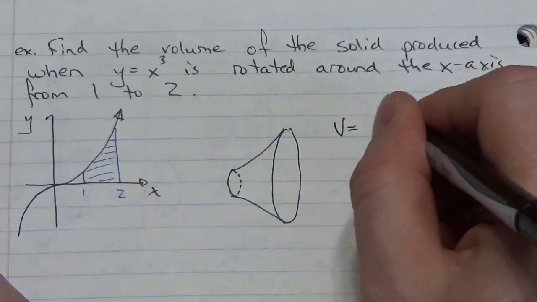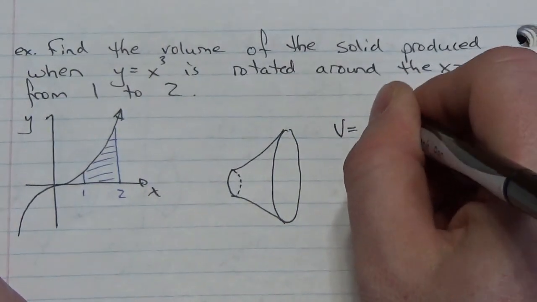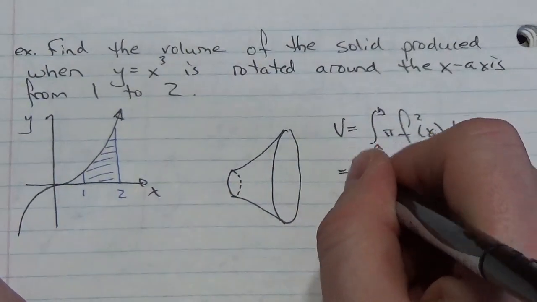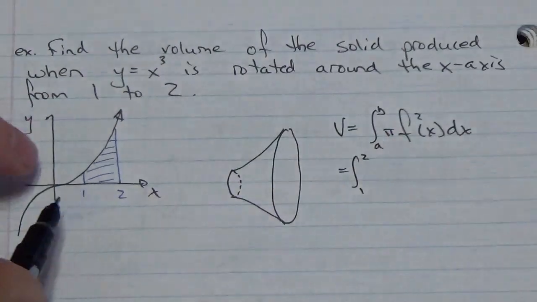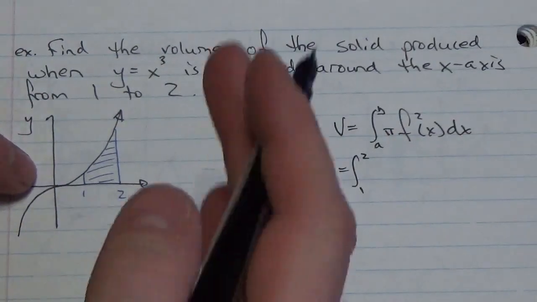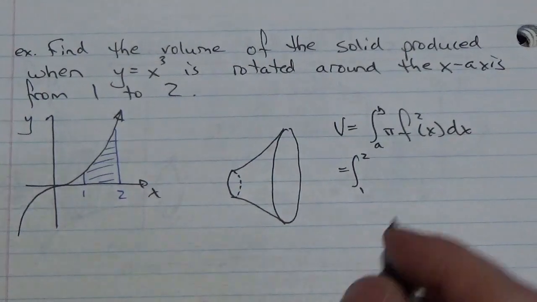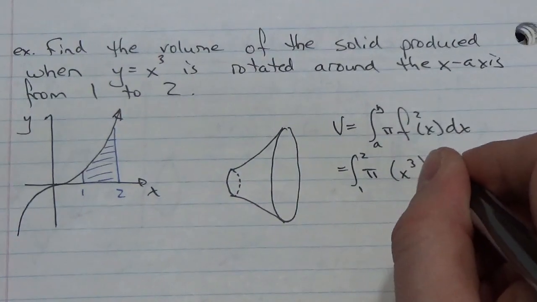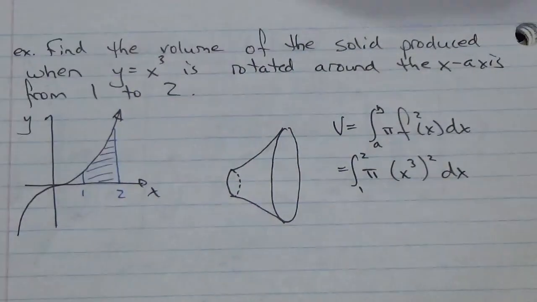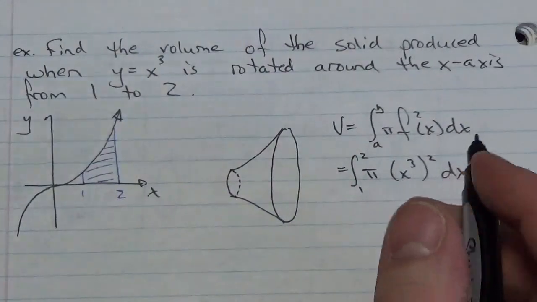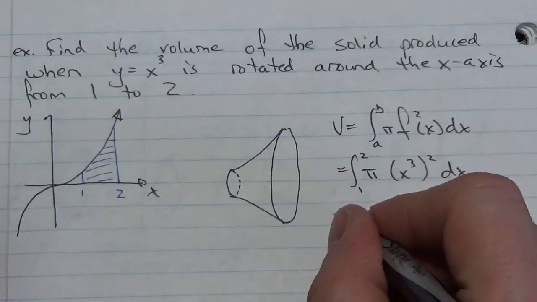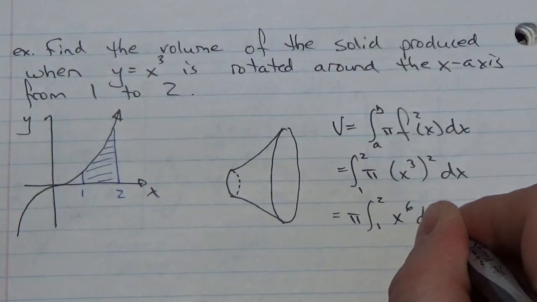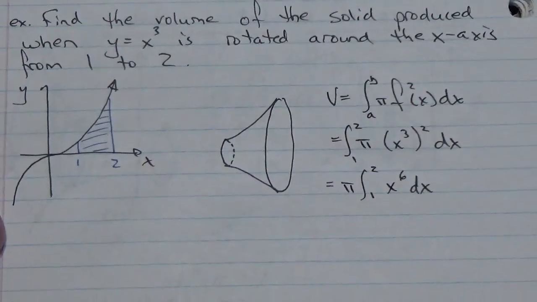Well, that volume is going to be the integral from a to b of pi f squared of x dx. And so now we're going to integrate this from 1 to 2. And notice we're not going right to the origin here. This is not going to be pointy. We're kind of cutting it off at the end there. So this is going to end up being pi, and this is going to be x cubed squared dx. Very quickly, the degree is going to jump up here. So this will be pi, the integral from 1 to 2 of x to the 6th dx. And I can pull the pi out again because that's a constant.